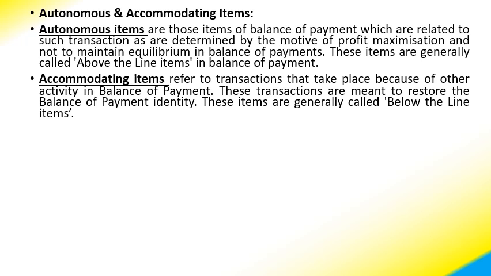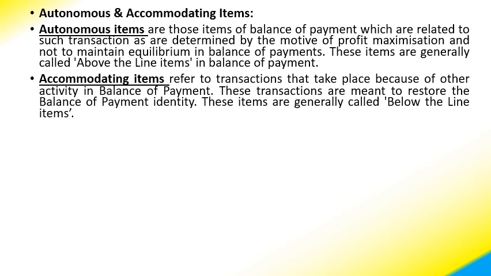Accommodating transactions take place because of other activity in the balance of payment. These transactions are not meant to get profit, it is just to restore the balance of payment identity. Such items are generally called below the line items. So it is just taken to restore the balance of payment identity, then it is known as accommodating items. So government intervention is there, and autonomous basically takes place automatically. I mean, by looking at the term you can understand: one is government intervention, that is accommodating, and it is not meant for the profit motive.